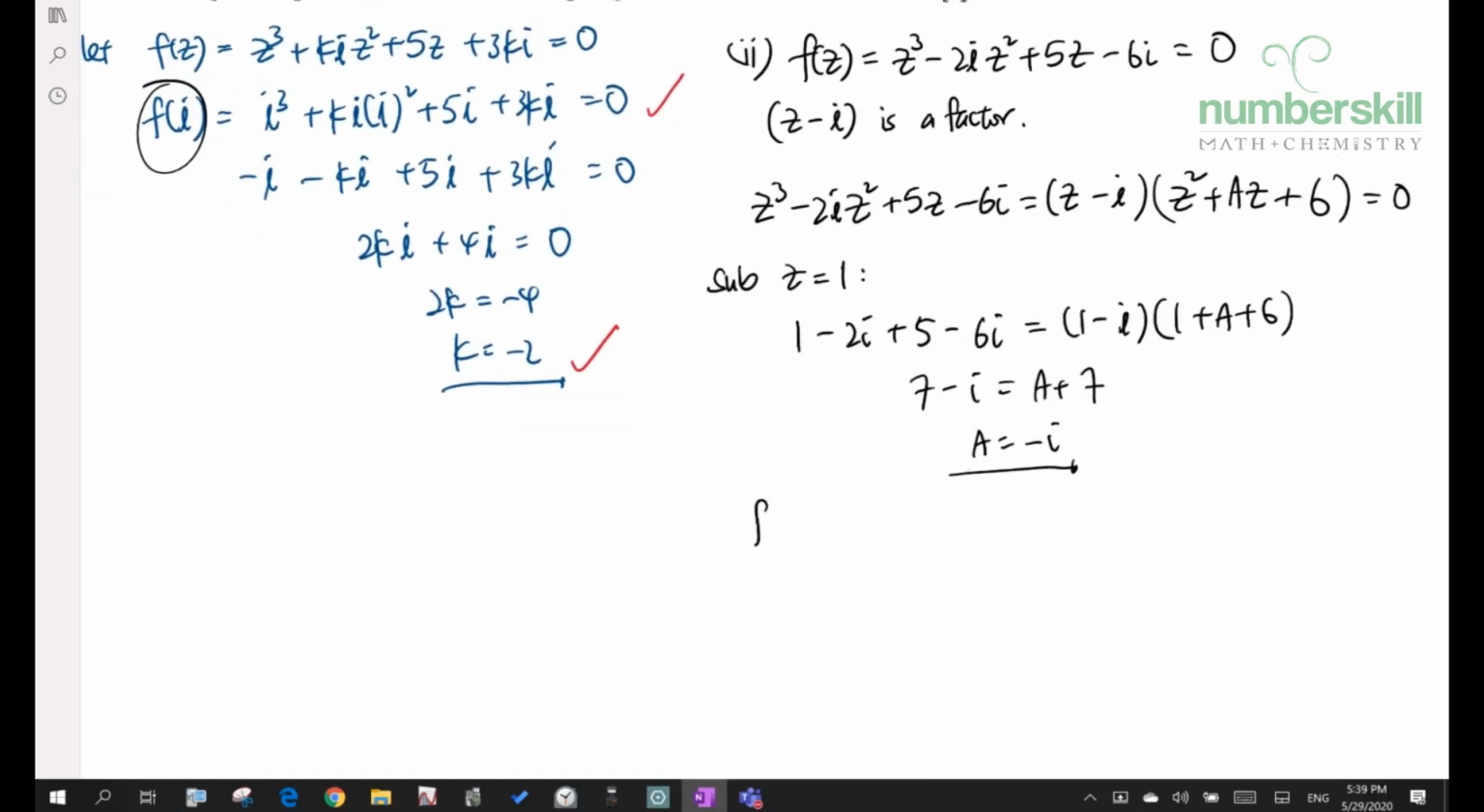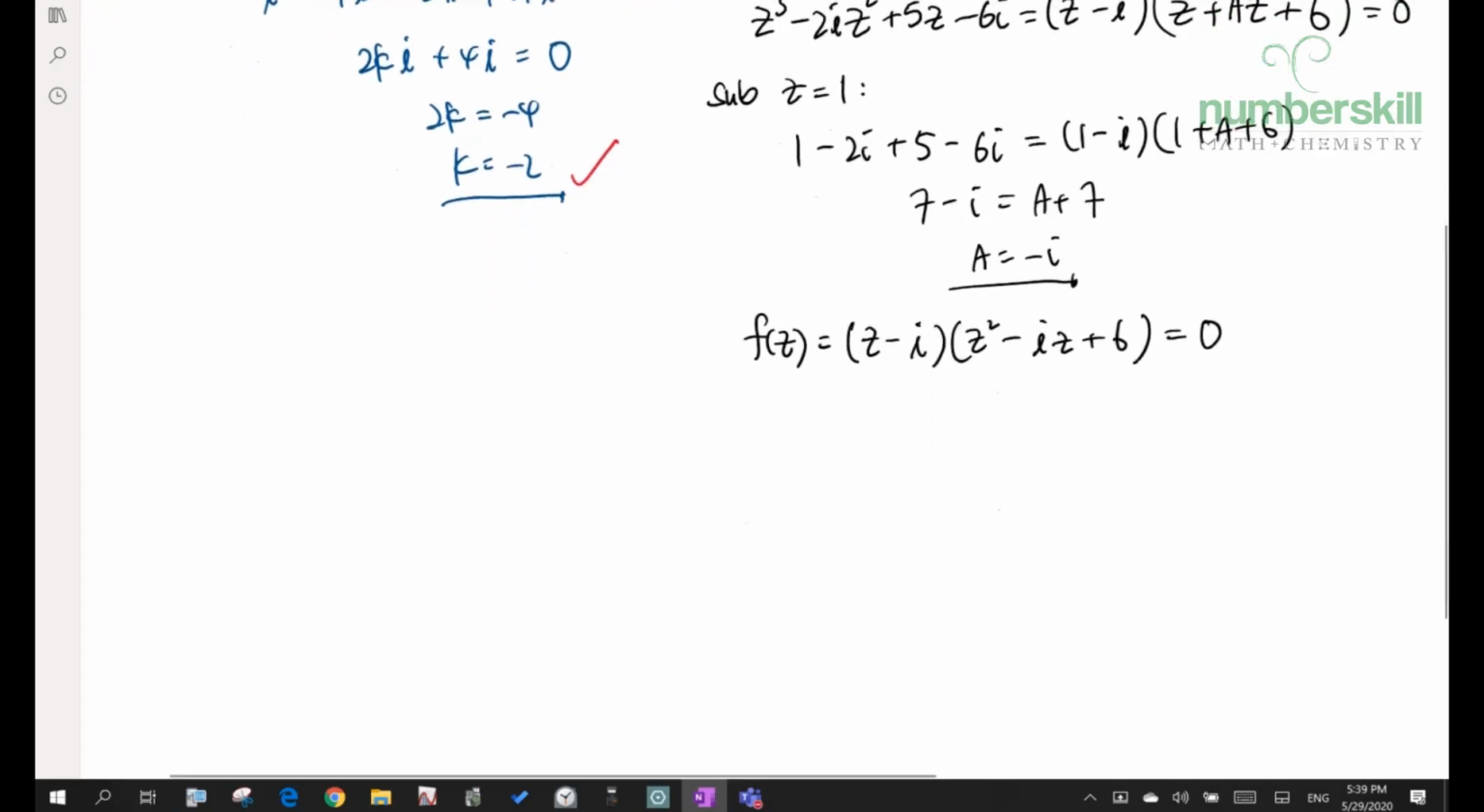So in other words, I have already factorized my cubic. My cubic looks like this now: (z minus i)(z square minus iz plus 6) is equal to 0. Now, if you are looking for the other two roots, then you should focus on finding this. Agree? That's all. So consider this equal to 0 and solve this. Don't bother trying to factorize this. Just use the formula. Don't waste time.